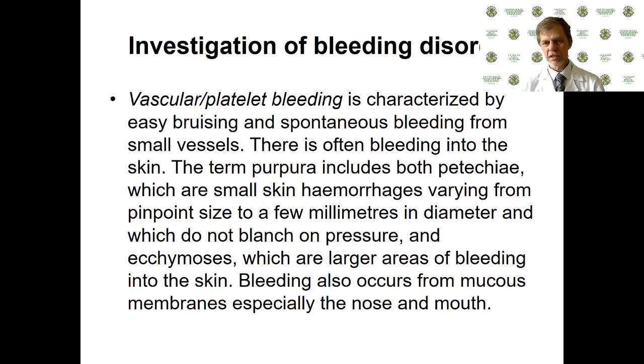Spontaneous bleeding from small vessels, from the nose, and maybe from the gums, may also indicate a vascular platelet mechanism. There is often bleeding into the skin. The term purpura includes both petechiae, which are small skin hemorrhages varying from pinpoint size to a few millimeters in diameter and which don't blanch on pressure, and ecchymosis, which are large areas of bleeding into the skin. Bleeding also occurs from mucous membranes, especially the nose and mouth.